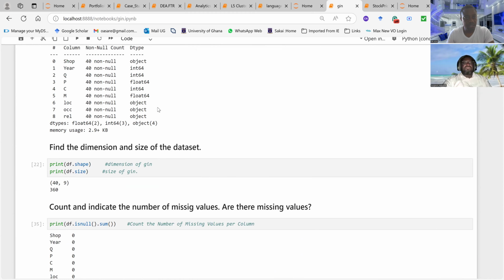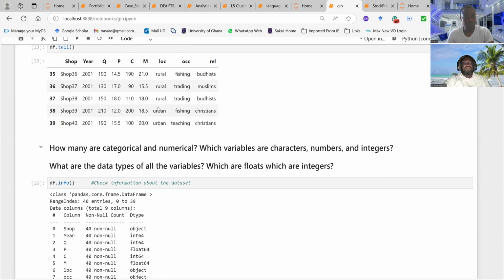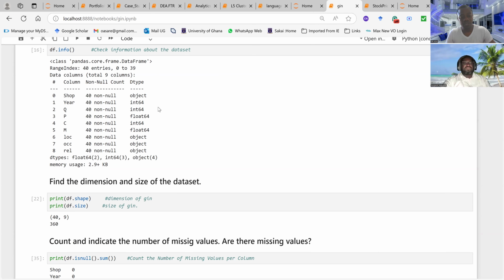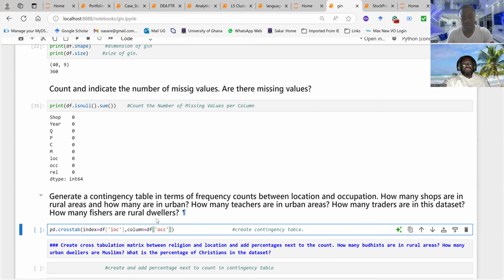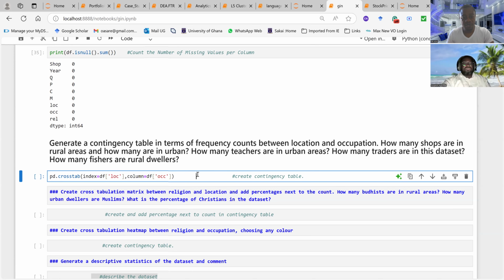It was OCC. So you type OCC, and then that's it. We are doing a cross-tabulation of location and occupation. That's what we are doing. And now we are going to create our contingency table. Let's do that.